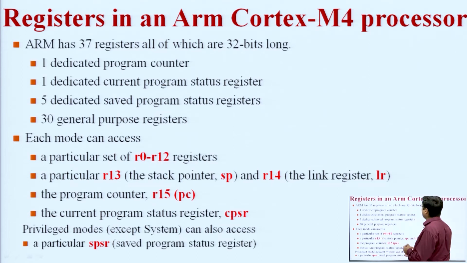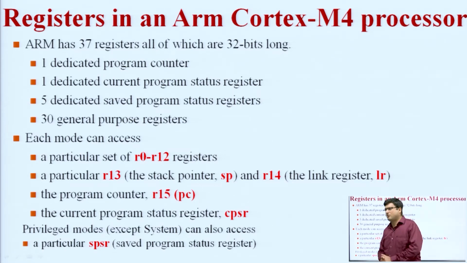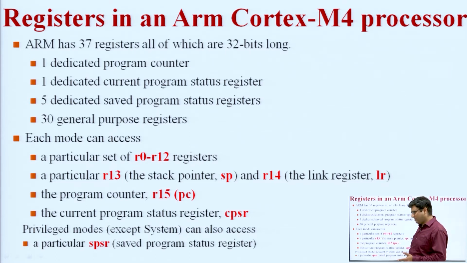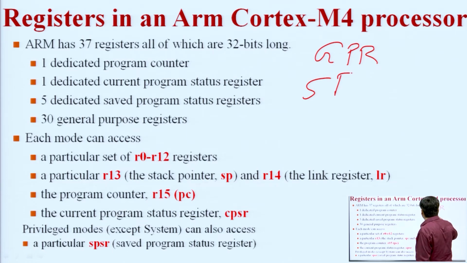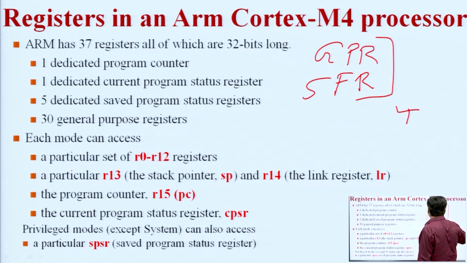Now let us start with the registers in an ARM Cortex M4 processor, because in our syllabus we will study only the ARM Cortex M4 processor. We have seen its features. Now, what are the various types of registers available? Registers are used to hold values, on a temporary or permanent basis. In the 8051 microcontroller we have seen that two types of registers are available: the general purpose register, GPR, and the special function register, SFR.